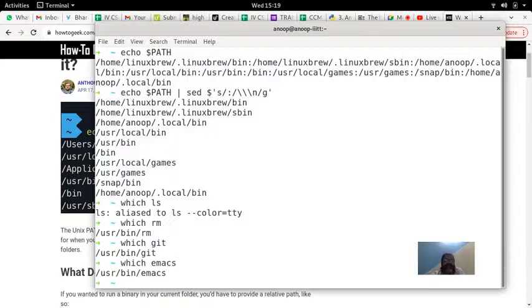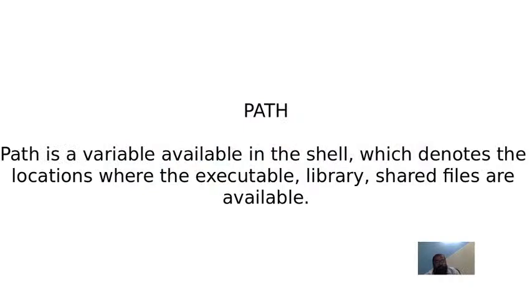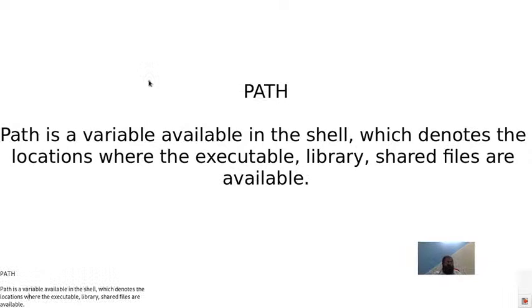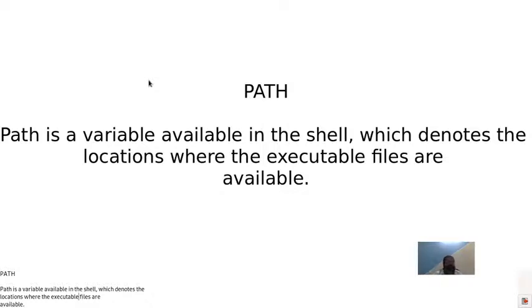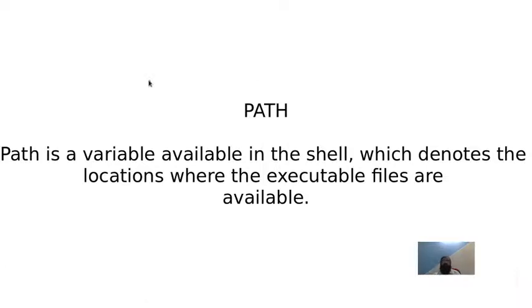So which means, which file is getting executed when I enter emacs in my shell? Here I said that PATH is a variable available in the shell which denotes the locations where the executable, library and shared files are available. For this particular purpose, I am going to delete the library and the shared files. I'll just mention it as locations where the executable files are available.